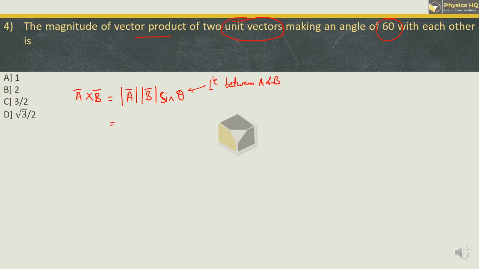Now since both the vectors over here are unit vectors, the magnitude will be 1 and angle is 60. Sine 60 is root 3 by 2. Therefore, the magnitude over here will be root 3 by 2. Option is D. Let us go ahead to the next MCQ.